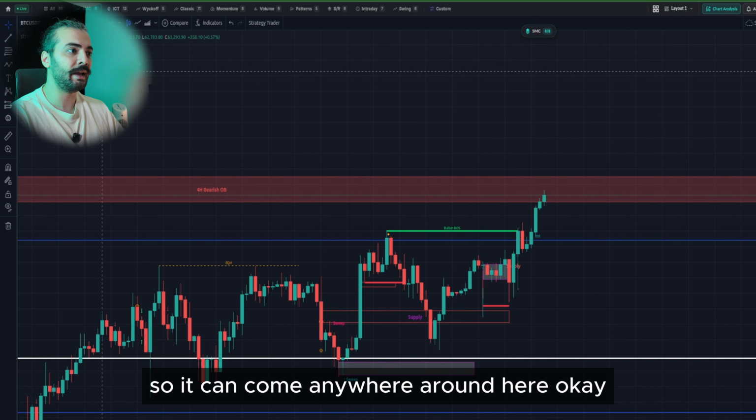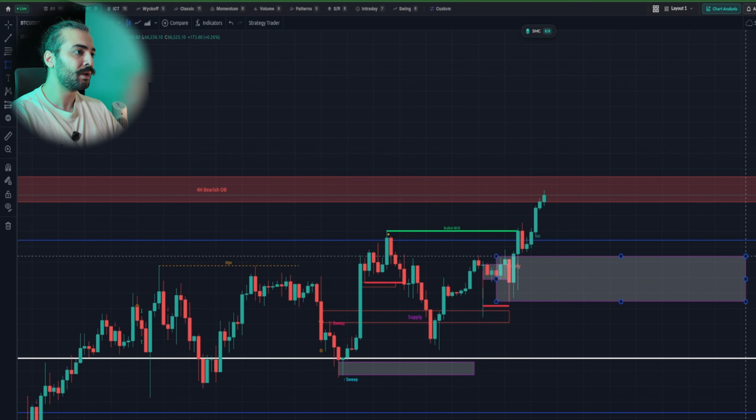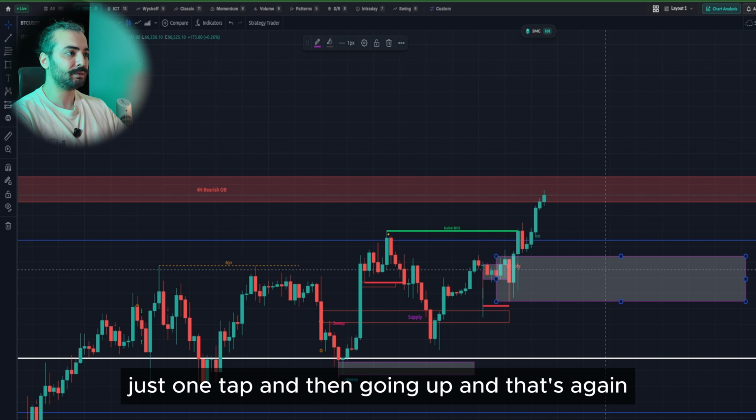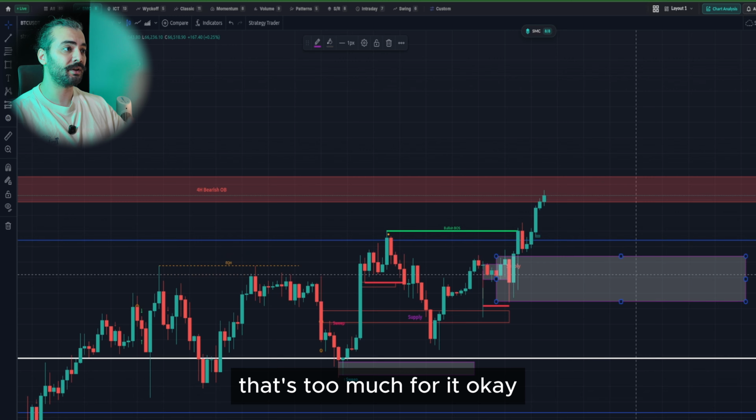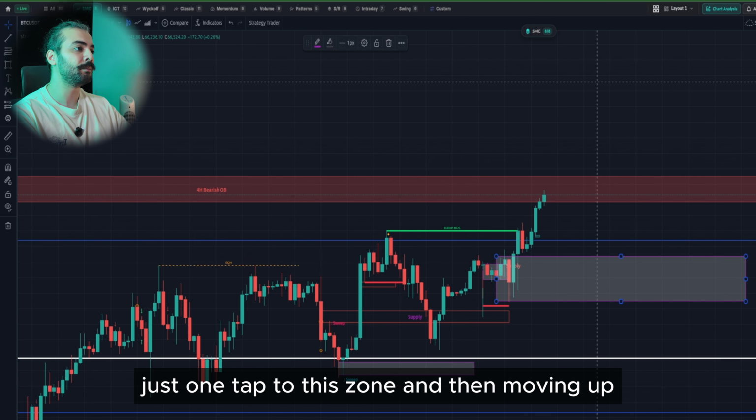So it can come anywhere around here, okay? Just one tap and then going up. And that's, again, too much for it, okay? Just one tap to this zone and then moving up.